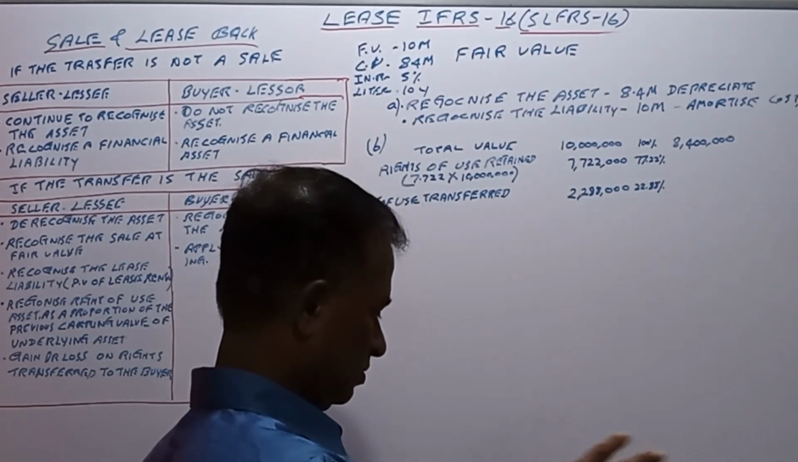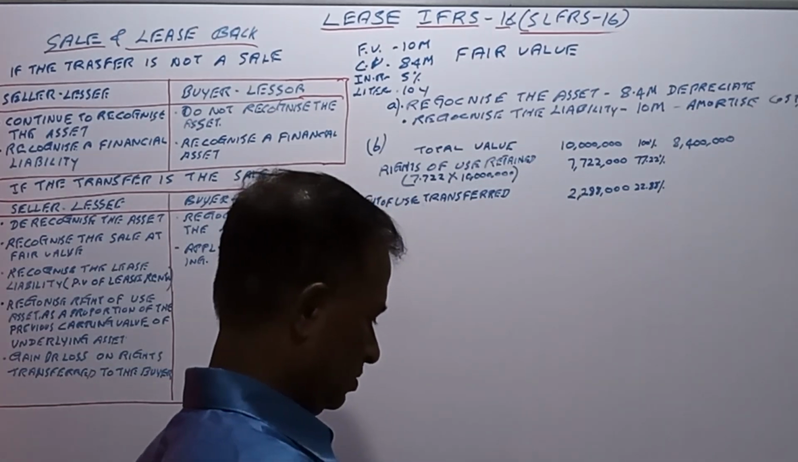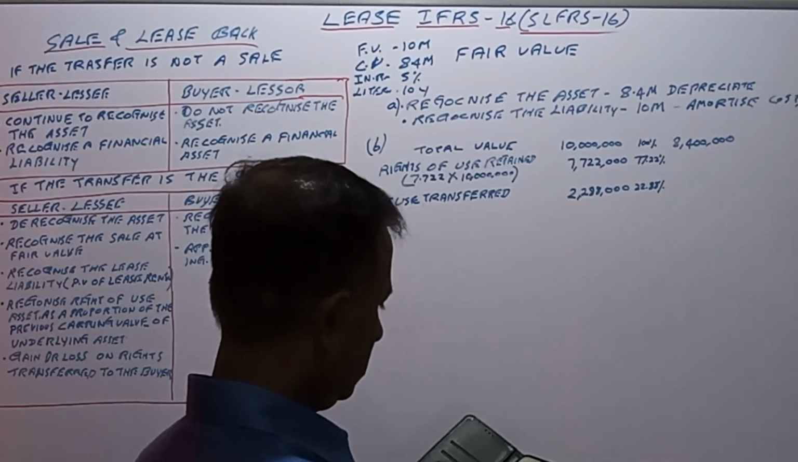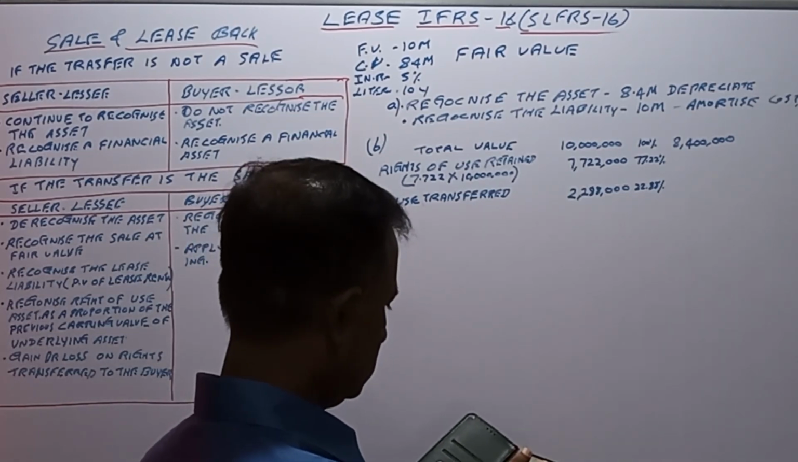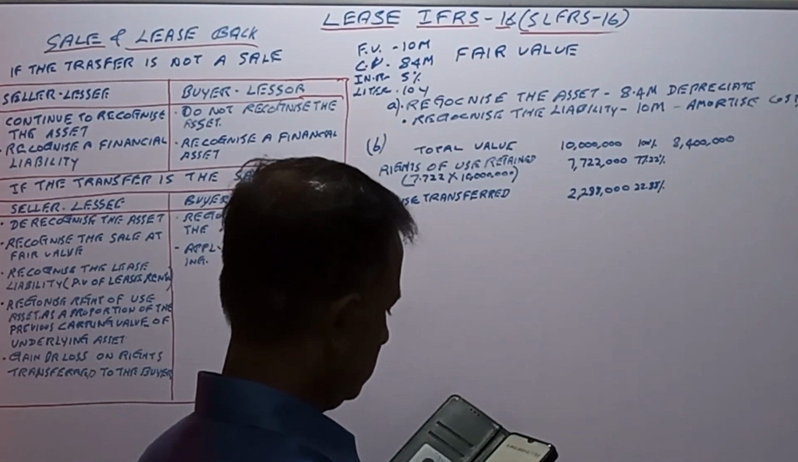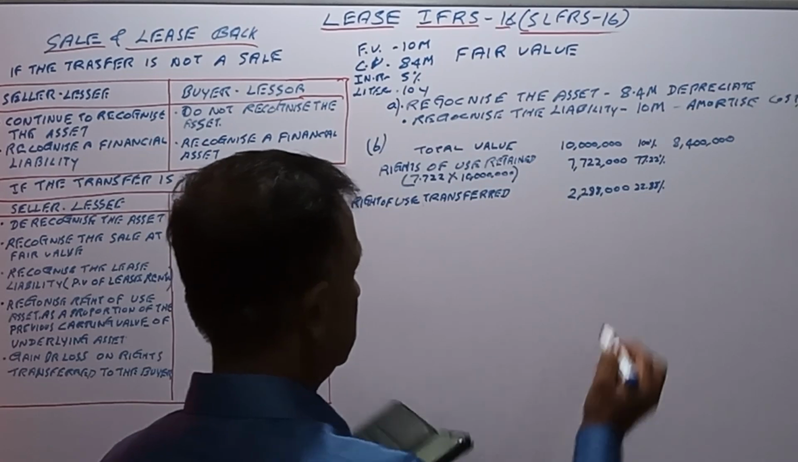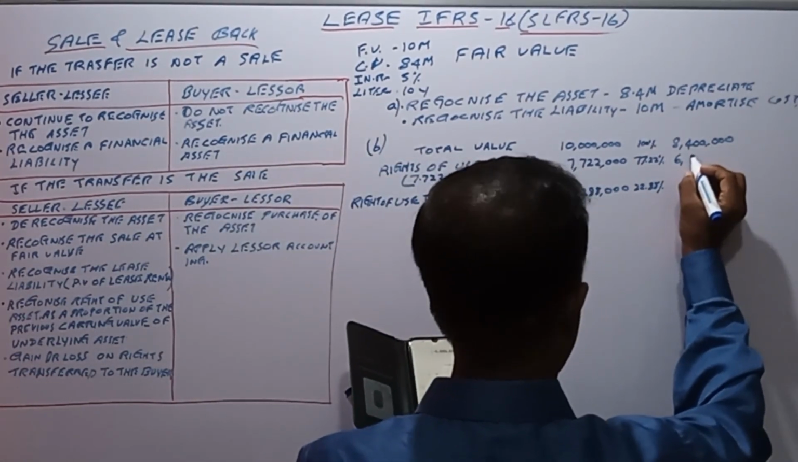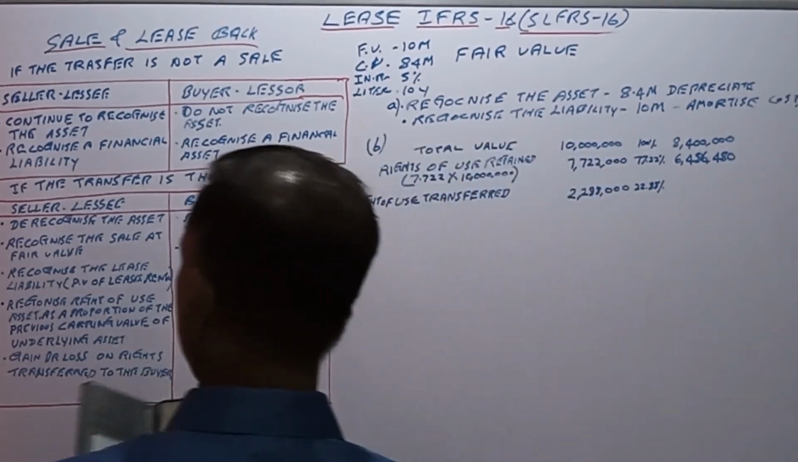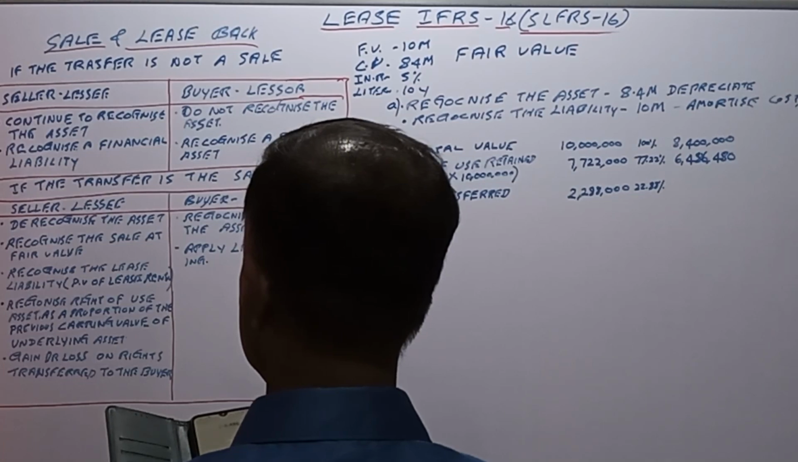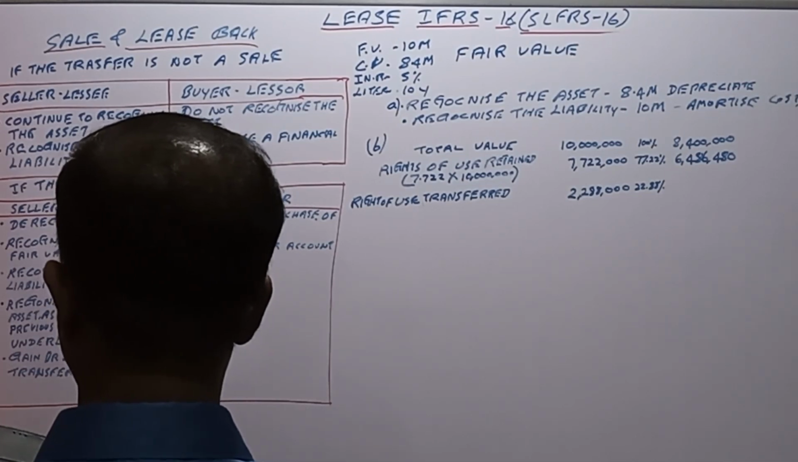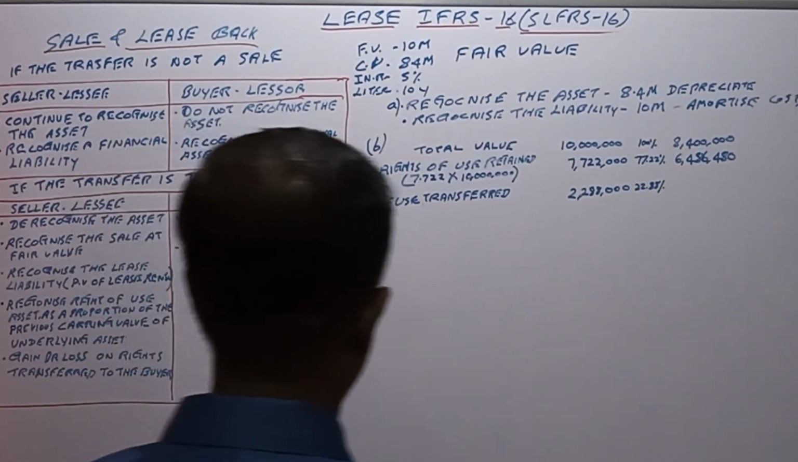So we have to calculate 8,400,000 into 0.7722, then it will come to around 6,486,480.